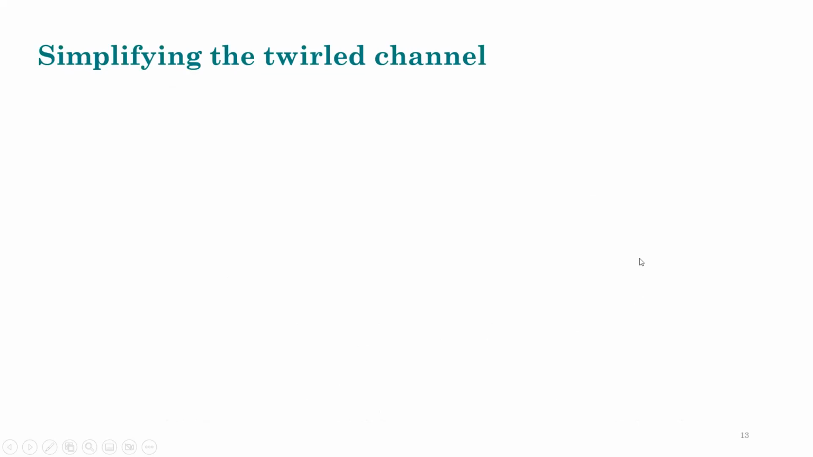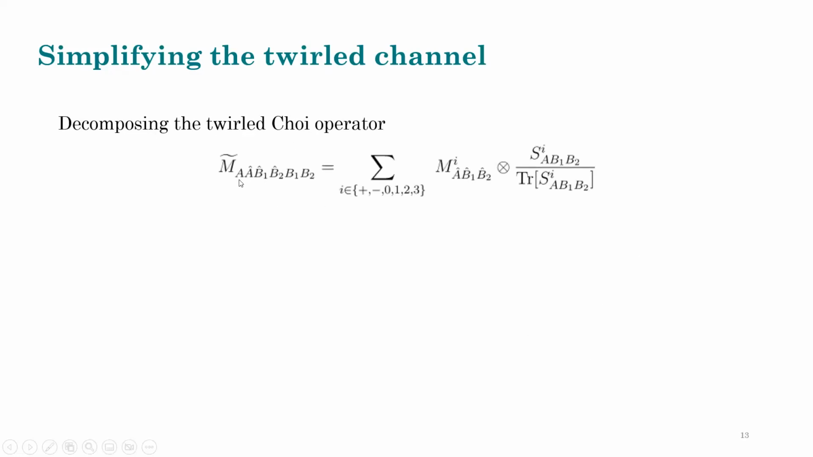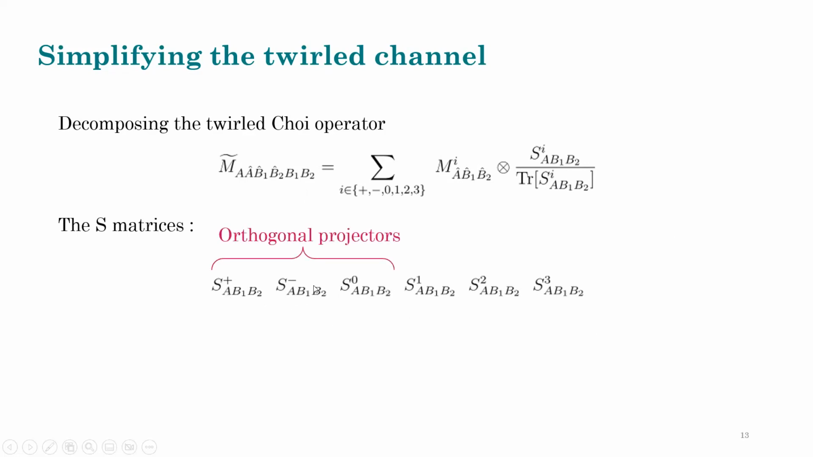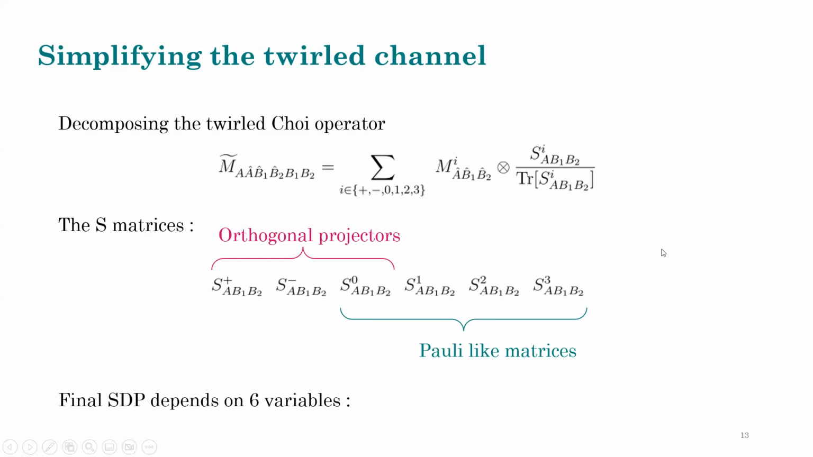So this twirling can help us simplify the SDP, because you can decompose a twirled Choi operator as follows. M tilde was the original Choi operator that depended on the channel, but if it is twirled, then we can get these S matrices, which are constants, and these M matrices are the only operators that depend on the original channel. So we know something about these S matrices. There are 6 of them. S plus, S minus, and S0 are orthogonal projectors, and S0 to S3 are Pauli-like matrices, where S0 acts as the identity and they preserve the commutation and anti-commutation relations. And so the final SDP depends on 6 variables, which are M plus, M minus, and M0 to M3.